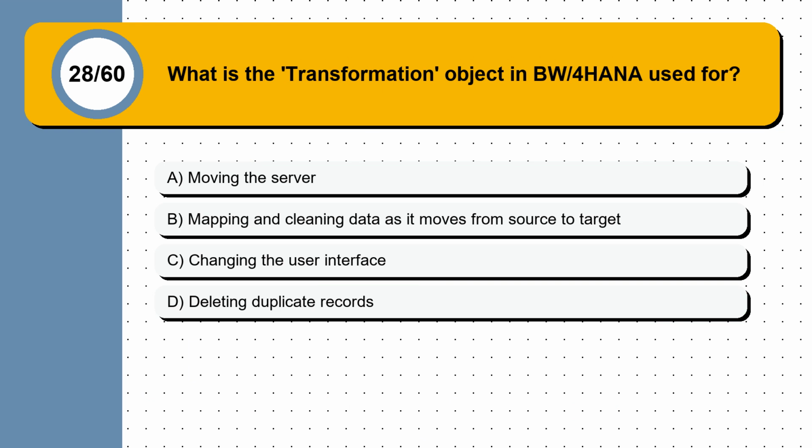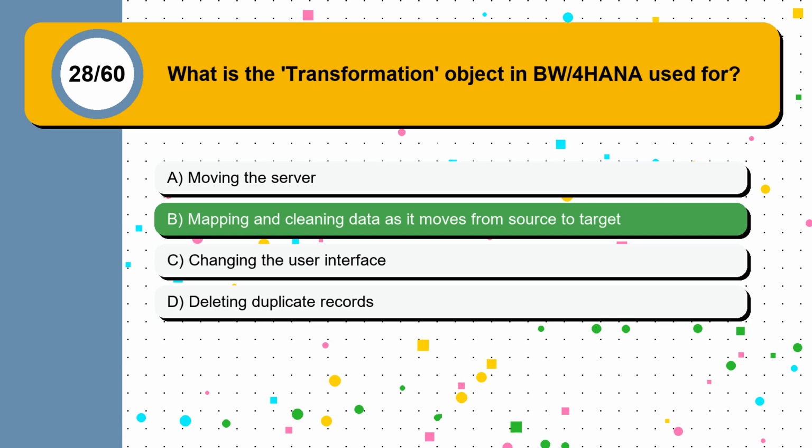Question 28. What is the transformation object in BW/4HANA used for? Option A. Moving the server. Option B. Mapping and cleaning data as it moves from source to target. Option C. Changing the user interface. Option D. Deleting duplicate records.